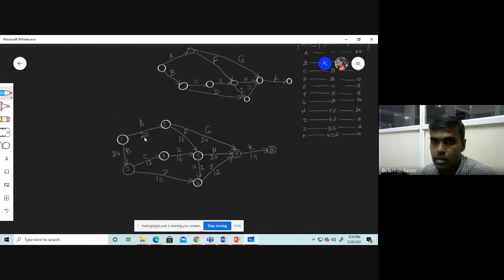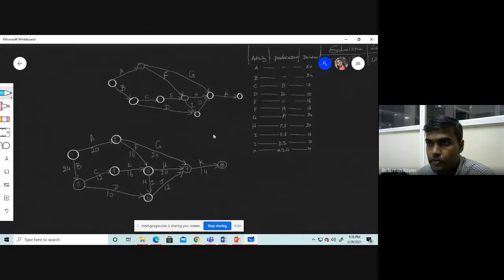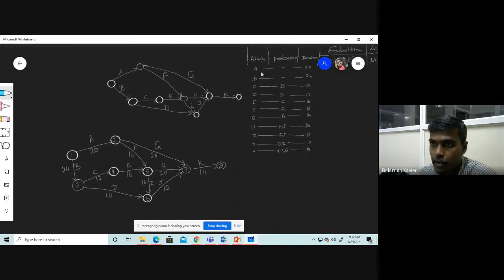Yeah, so the time durations I obtained from the table given: activity A 20, activity B 24, activity C 12, activity D 10, activity E 16, F also 16, and G is 24, H is 20, I is 16, J is 12, K is 14. Then I gave node numbers also: 1, 2, 3, 4, 5, 6, 7, and 8.